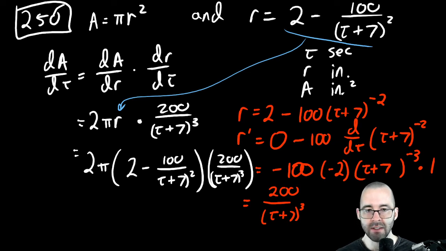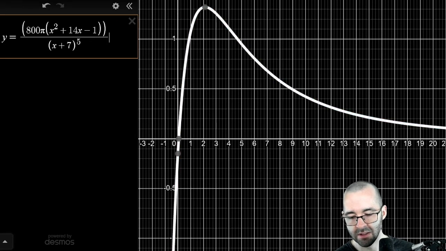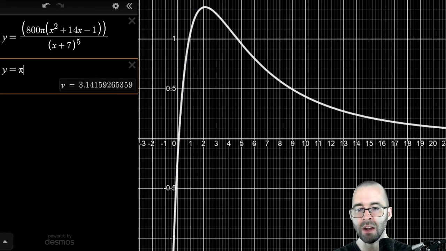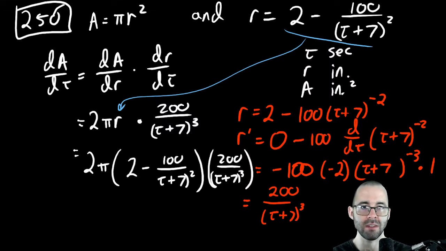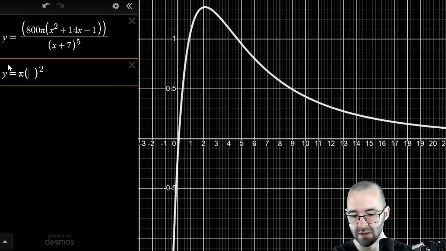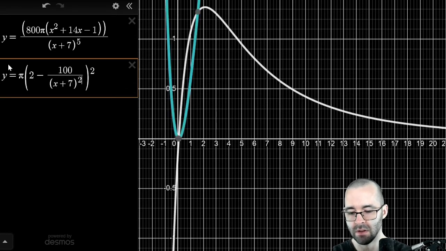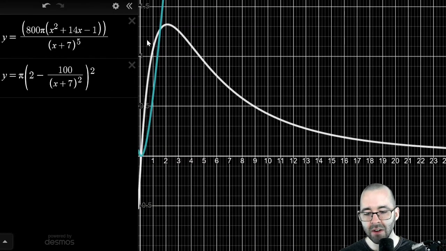Another way of doing this and checking whether this rate of change function makes sense is to compare it to the actual area function. I'm just going to replace this blue graph. The actual area function was pi times the radius squared. And what was the radius? The radius was 2 minus 100 over t plus 7 squared. So the blue graph is the area function, and the white graph is the derivative.